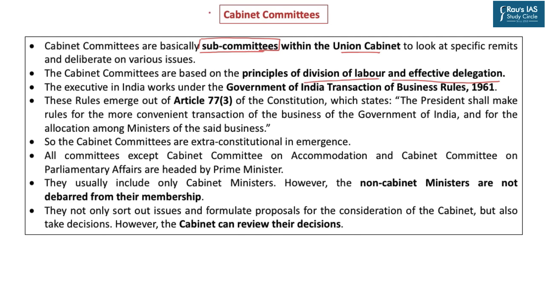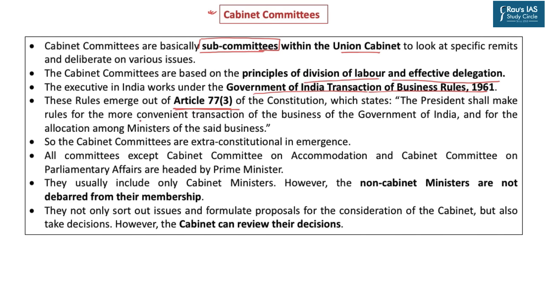But cabinet committees have not been directly mentioned in the Constitution. The power in the hands of the Prime Minister to make the cabinet committees, rename them, form new ones, dissolve them, expand them as and when the need arises comes from the Government of India Transaction of Business Rules 1961. And the Government of India has made this rule as per the mandate given by the Constitution under Article 77(3). Clause 3 of Article 77 reads like this: the President shall make rules for the more convenient transaction of the business of the Government of India and for the allocation among ministers of the said business.